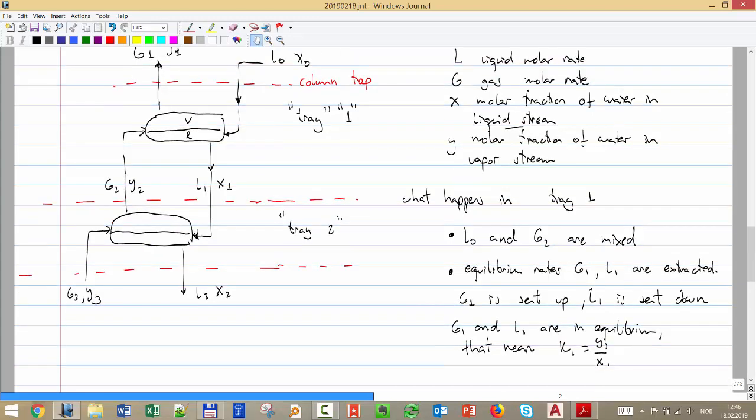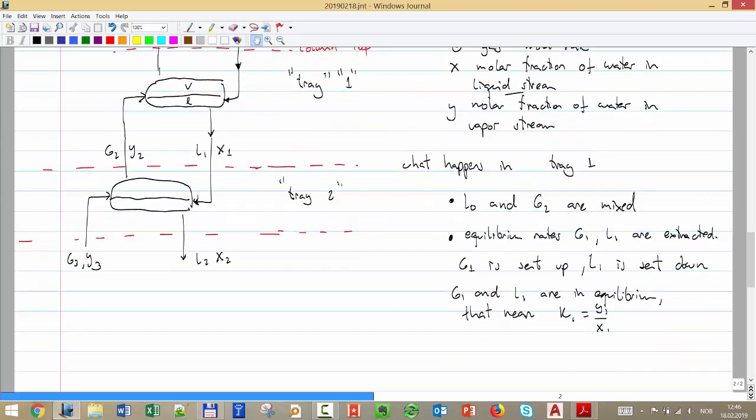Now I can repeat that process many, many times, as many stages as I want. Maybe 4, maybe 7, I can have as many stages as I want.